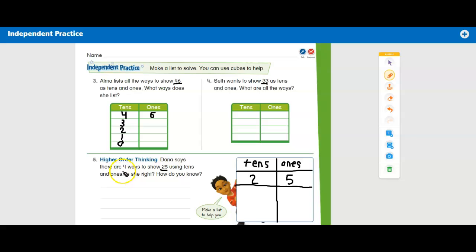Dana says that there are 4 ways. Is she right? Show your work for your list, and then in the blank, you can write, yes, she is right, or no, she is not right. Have your work ready to show to check your answer.